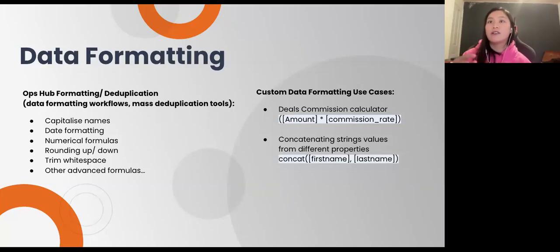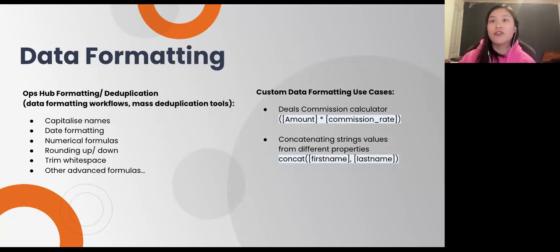Like on the right side, you can see a couple of example formulas that I've pulled from HubSpot's knowledge base articles. And these are just some ideas of what you can actually implement to be able to produce interesting output. So the deals commission calculator as an example is actually really good. I'm sure a lot of people would find that one quite useful.